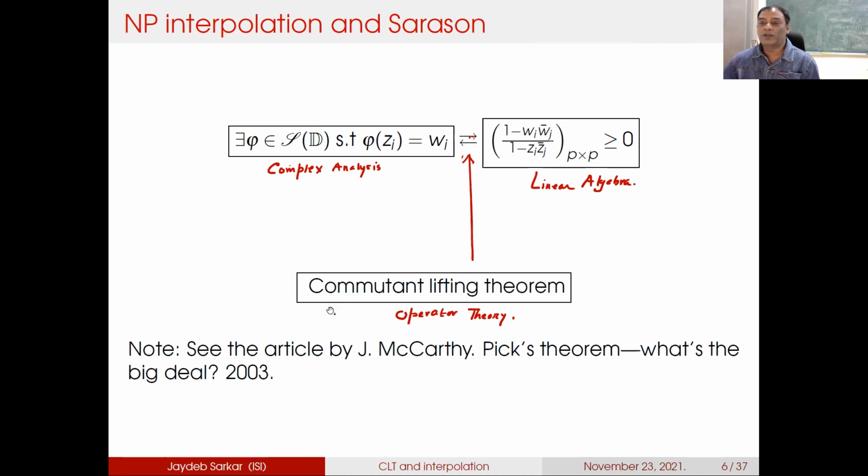And then Sarason came and he introduced what we call the commutant lifting theorem, and that's pretty much operator theory. And Sarason's commutant lifting theorem gives you this equivalence, and so a seemingly different subject gets connected through Sarason's commutant lifting theorem, and that's also one of the reasons it's a very important and deep result, which we'll explain again. From this point of view, I recommend you look at, of course, there are many books, but this article by John is very interesting, and it appeared in 2003. It's very nicely written. So have a look at it.